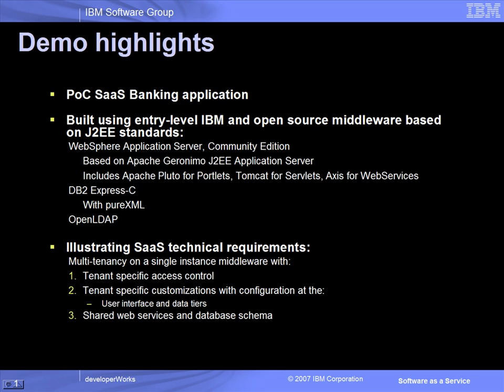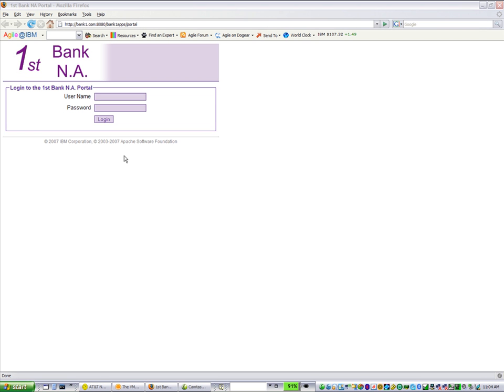from a registry. We will demonstrate how various features in these middleware products can be used to support tenant-specific access control, tenant-specific customizations at the user interface and data tiers, and shared web services and database schema. This is our SaaS banking application running on a single instance of WAS-CE and DB2 Express-C. It hosts two tenant banks, First Bank of North America and WebBank.